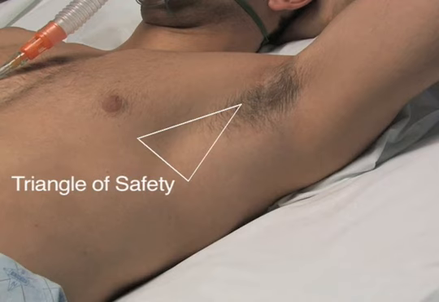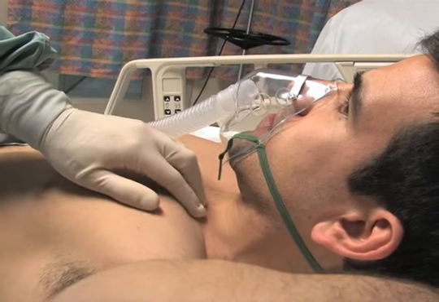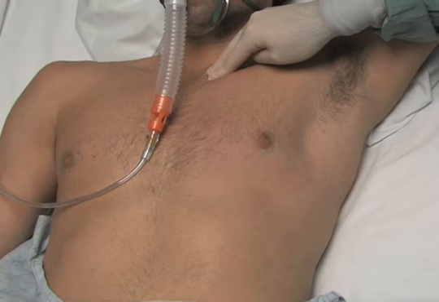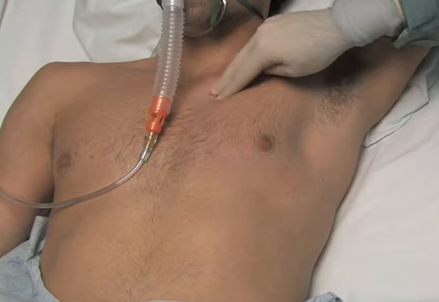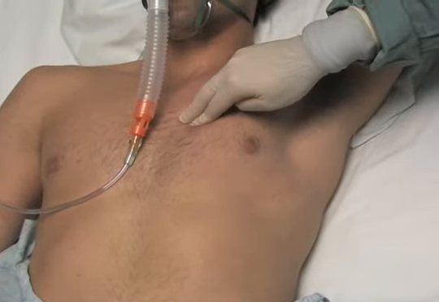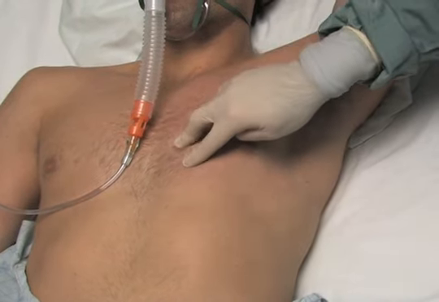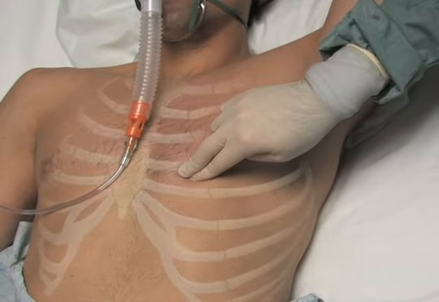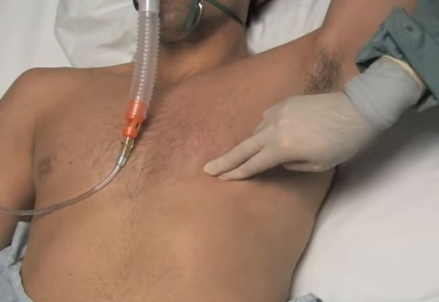To help with landmarking, remember that the triangle of safety should approximately lie between the 4th and 5th intercostal space in the anterior axillary line. Start your landmarking by localizing the clavicle. Next, count the rib numbers as your fingers traverse down the anterior chest wall. Once the correct intercostal space is found, move your hand along the space laterally towards the anterior axillary line.